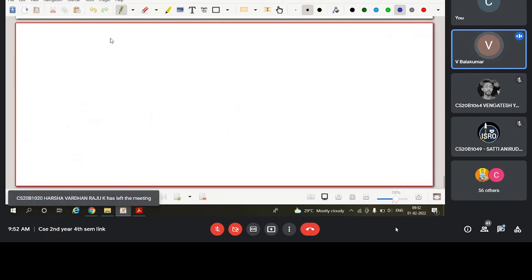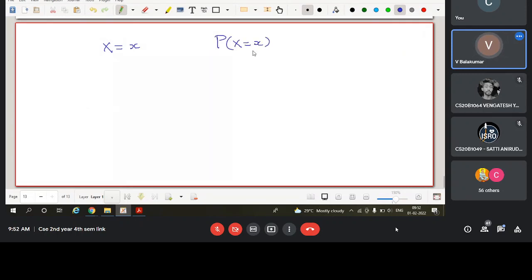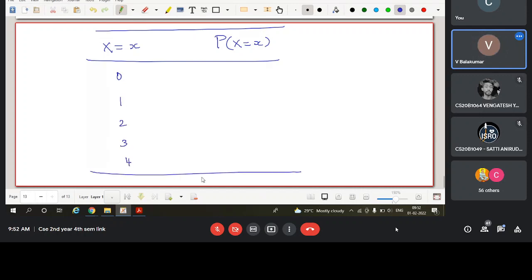I can talk about this capital X taking these values. It is not a suffix. It is capital X taking these values. What is the probability for that random variable taking this value? Capital X can be 0 boys, 1 boy, 2 boys, 3 boys, or 4 boys. What is the probability for 0 boys? It is 1 upon 16.